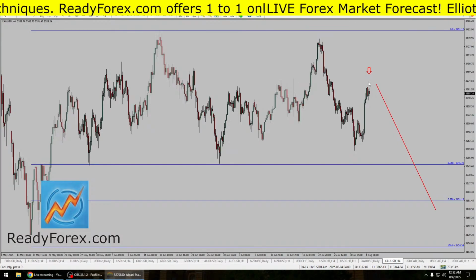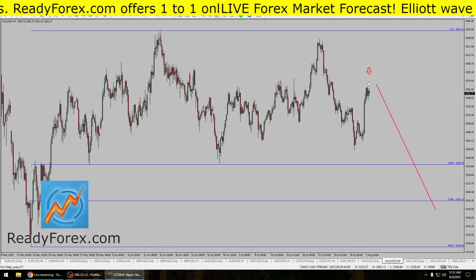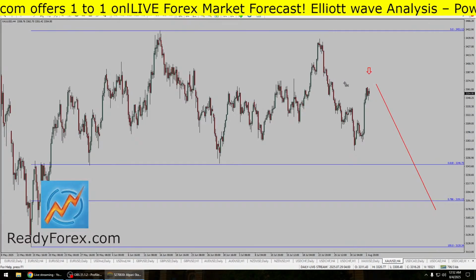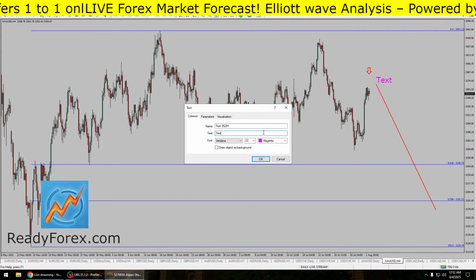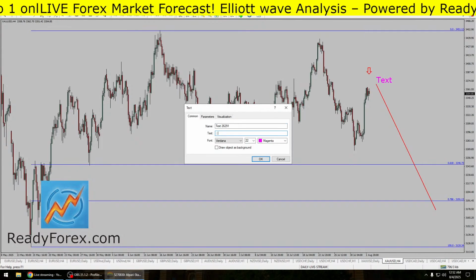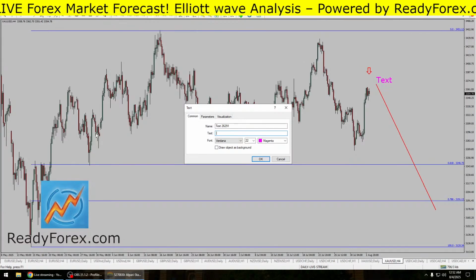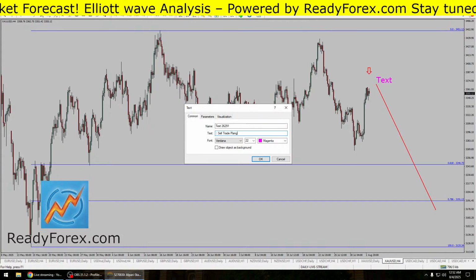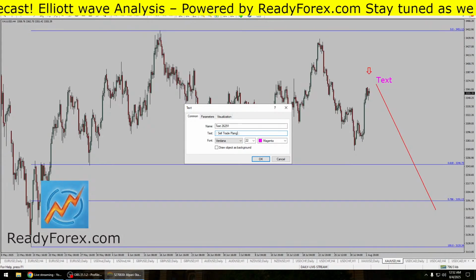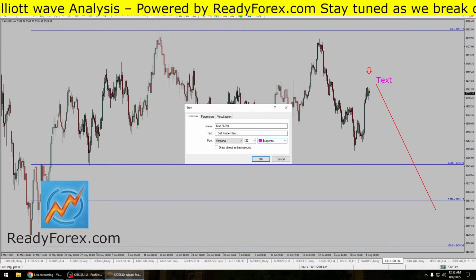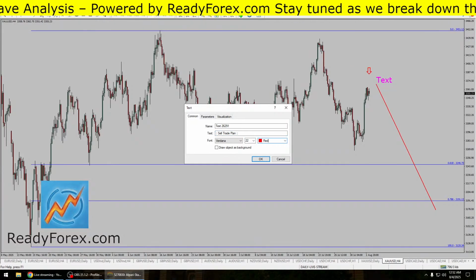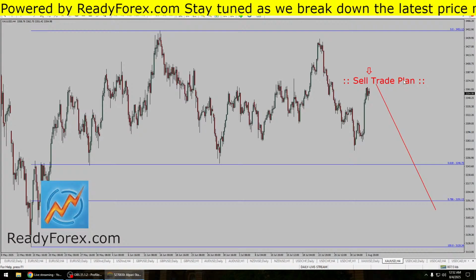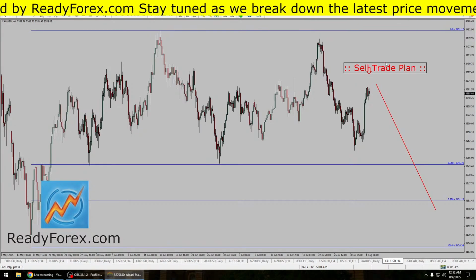Okay, there comes a question. Do you mean that these are not buyable areas right now? No buy trade. Let me tell you straight. No buy trade. This is a sell trade plan only. The trend is down on a short-term basis in spot gold. No buy trade at all.